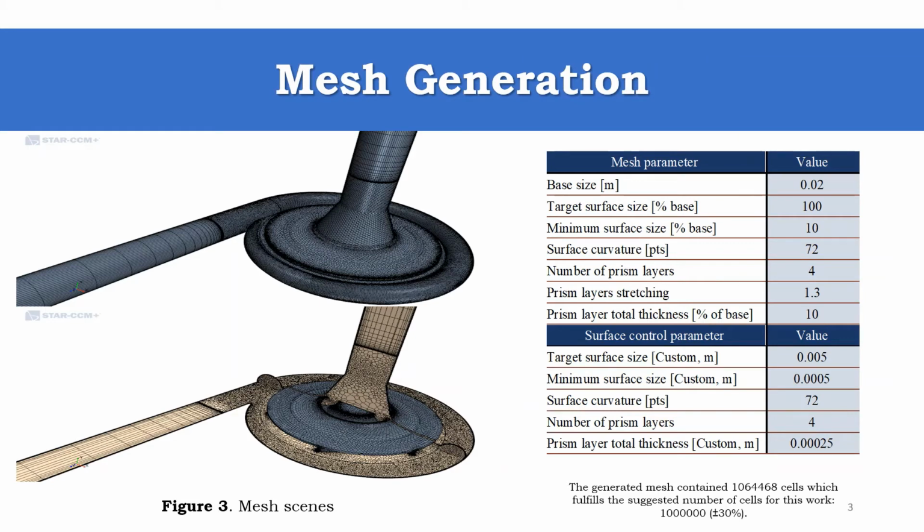With the previous considerations and the parameters shown in the table, the following mesh was generated with a total of approximately 1 million cells. The planes that cut the pump were created for the proper analysis of fluid before entering the pump and after getting out of it. As you can see in the table, we set the base size of 2 millimeters, and in the surface control parameters, we have the target surface size of 0.5 millimeters and the number of prism layers of 4.